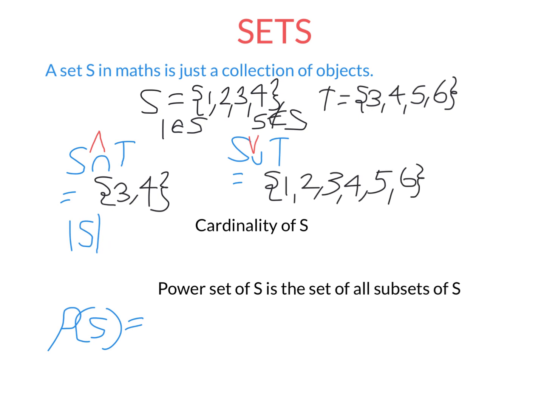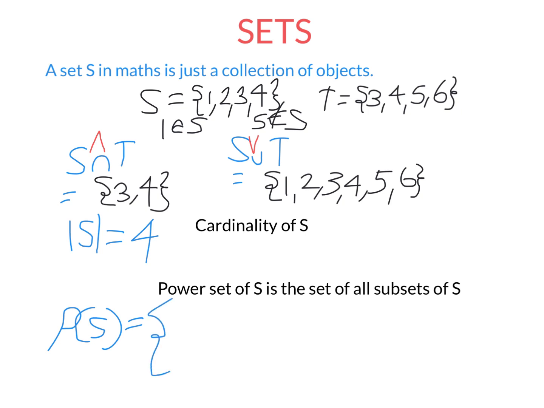So this notation here means the cardinality of S. For a finite set, it just means how many elements, how many members are there in the set. So of course that's 4 here. This notation means the power set of S, and that includes all the subsets of S. So there are quite a few here.